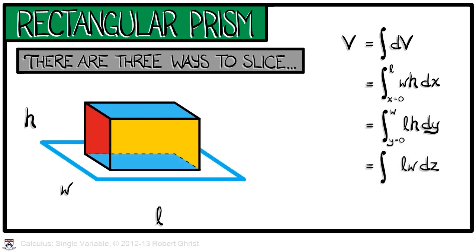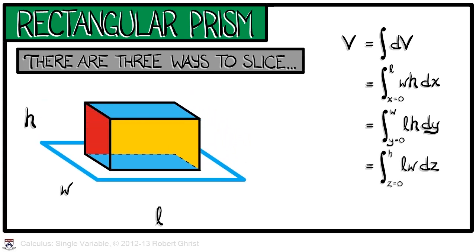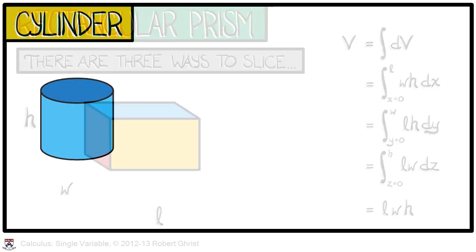Another, L times h dy, integrated from 0 to W. Or finally, L times W dz, integrated from 0 to h. All three integrals return the volume, length times width times height.